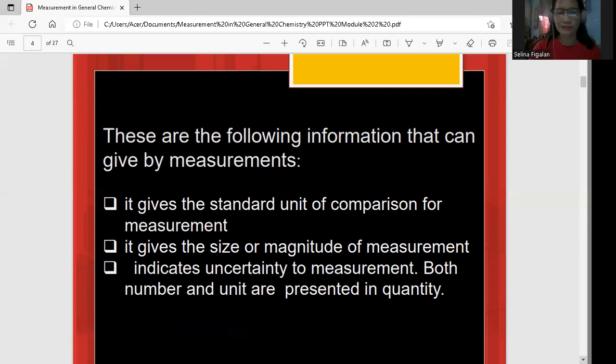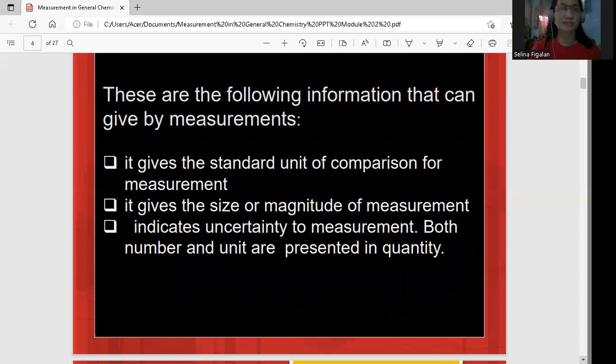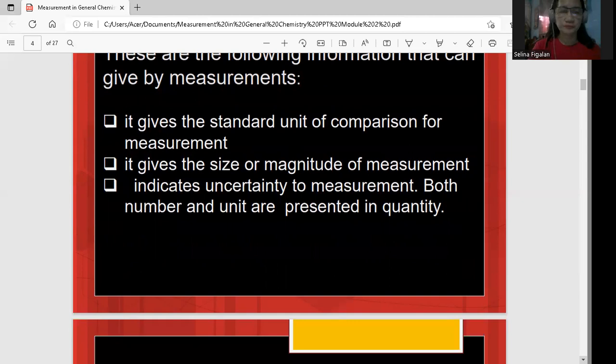It gives the size or magnitude of measurement. So it tells you what you are going to use, whether it is compatible with what you will use, and so on and so forth. It indicates uncertainty in measurement. Both number and unit are presented in a quantity. Like for example, when you are baking, how many teaspoons you will use to produce a product, presented in a quantity that will make your work perfect.